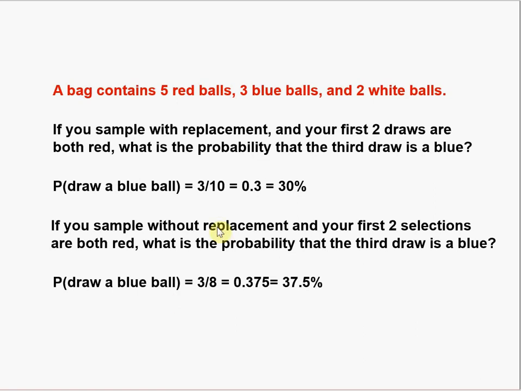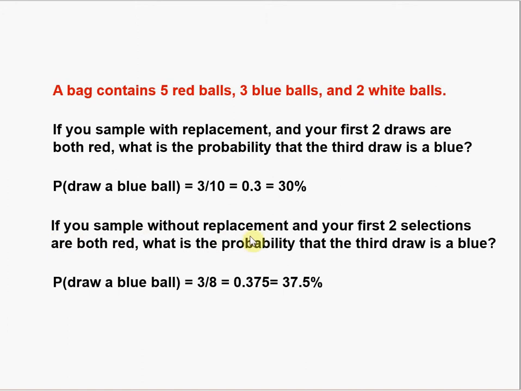at the bottom is 10. Why? You have 10 possible outcomes. You have 10 balls in the bag. On the top is 3. You have 3 different ways to obtain a blue ball. 3 over 10, 30%. Now look at this.